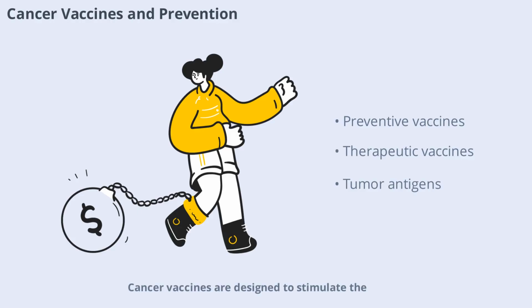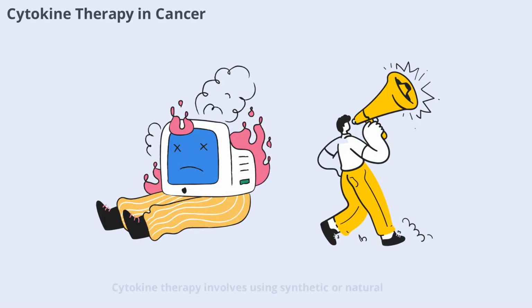Cancer vaccines are designed to stimulate the immune system to recognize and attack cancer cells. Some vaccines target viruses that can cause cancer, such as HPV, while others aim to train the immune system to recognize tumor-specific antigens. Although still in development, cancer vaccines hold promise for both prevention and treatment. Cytokine therapy involves using synthetic or natural cytokines to boost the immune response against cancer.